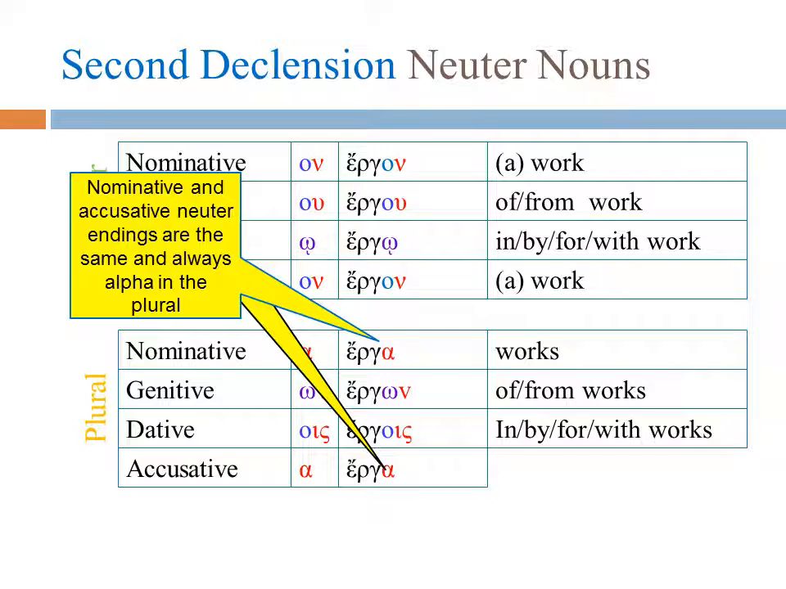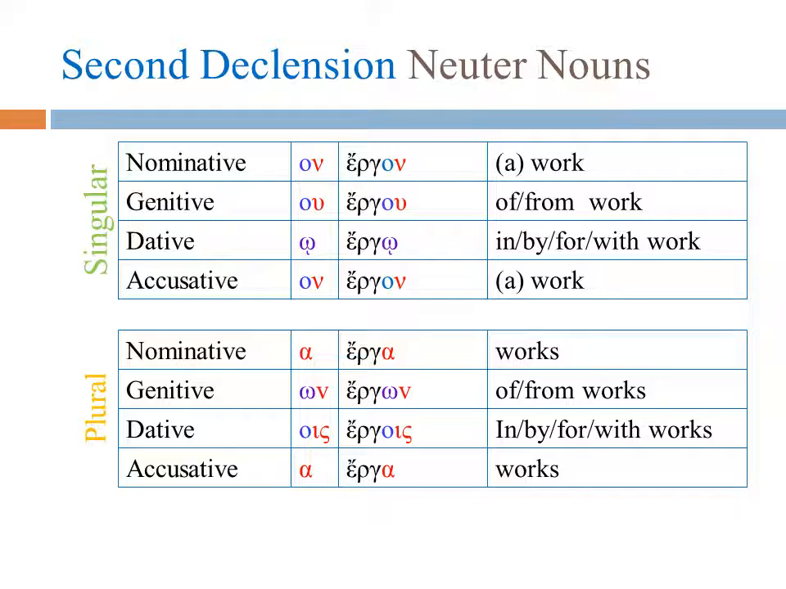Erga, and we'll note that the nominative and accusative are the same, and they are both alpha. They're not both alpha because that's the ending. They're both alpha because the nominative is alpha and the accusative takes the same ending. And works is the direct object.